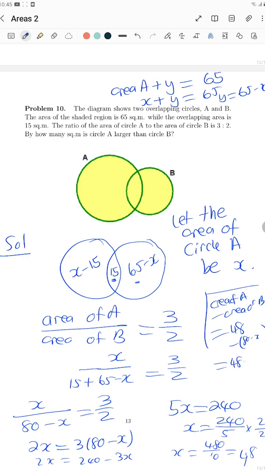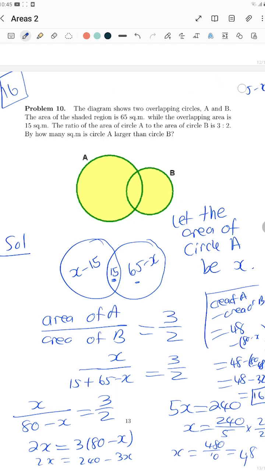So that will be 48 minus 80 minus 48. And what is this? This is 48 minus 80 minus 48, that is 32. 48 minus 32 gives you an answer of 60. So by how many square meters is circle A larger than circle B? And the answer to this problem is 16 square meters. So that is one way of solving this problem.